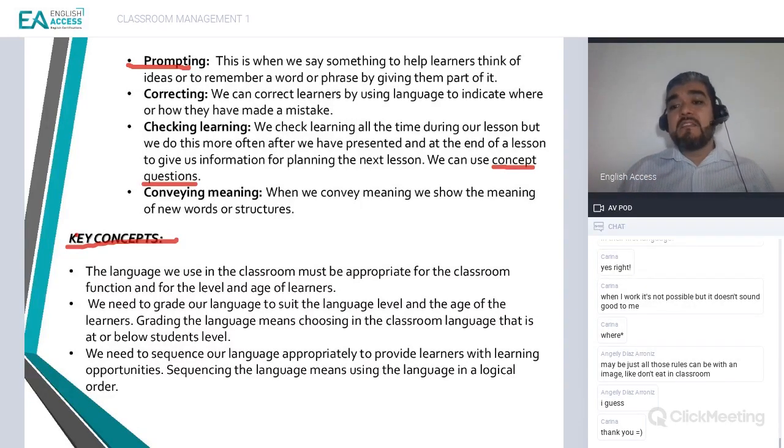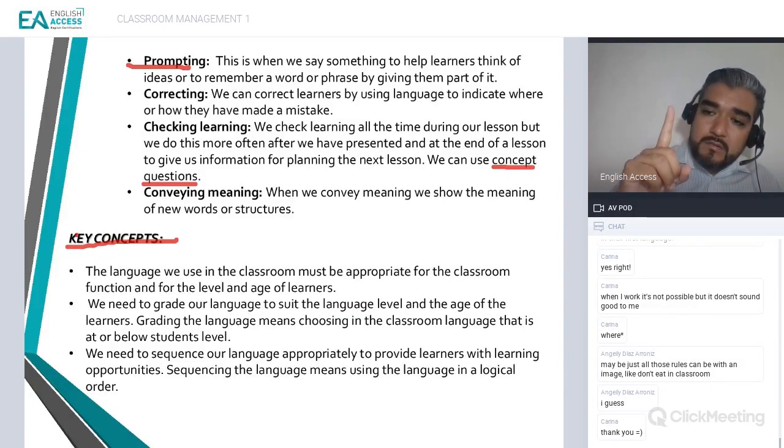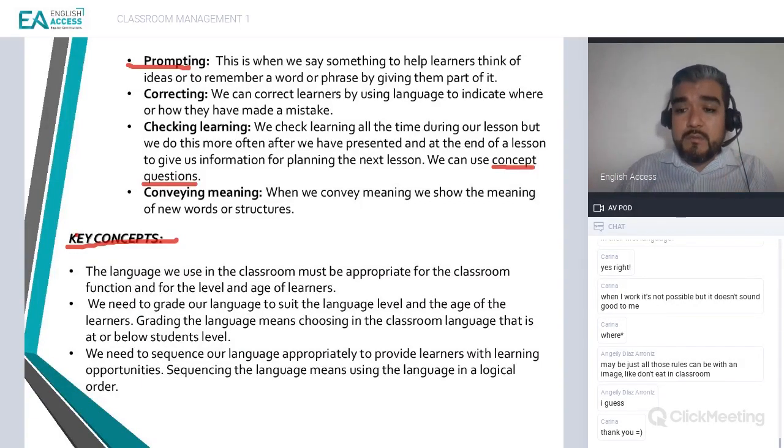Linguists say that the language of the teacher needs to be equal to the language of the students plus one. That's it. One, not two, not three. One. It means just one step ahead, just a little more. The language of the teacher needs to be equal to the language of the student plus one.